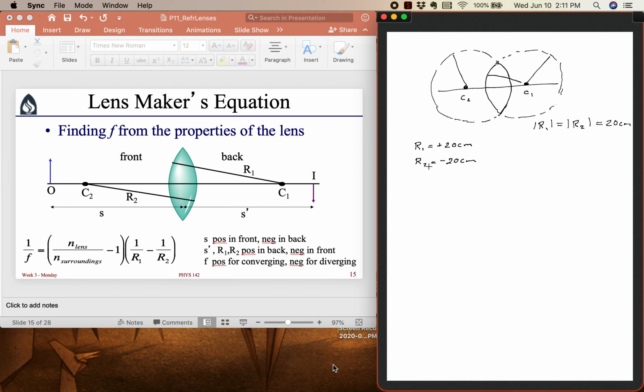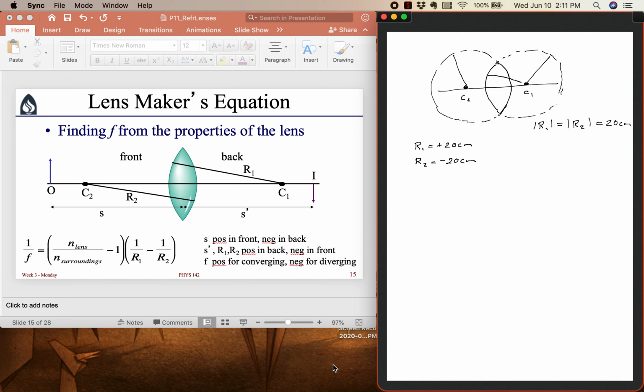Because R1 is positive and R2 is negative, when we plug it into the lens maker's equation, we have 1 over R1, that's positive, minus 1 over R2. So we have minus 1 over a negative number, so those two negative signs cancel, and we end up getting a positive focal length.